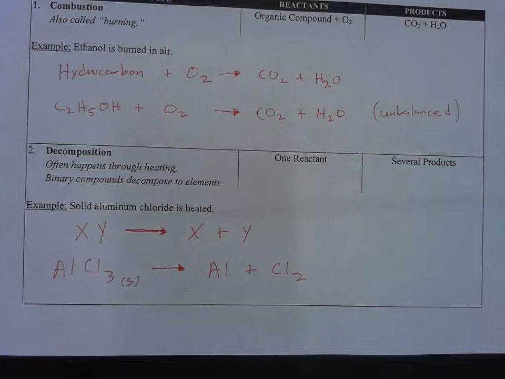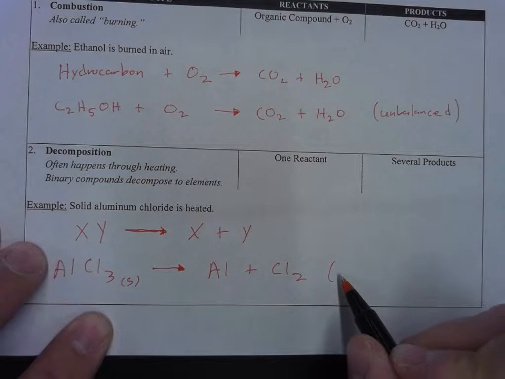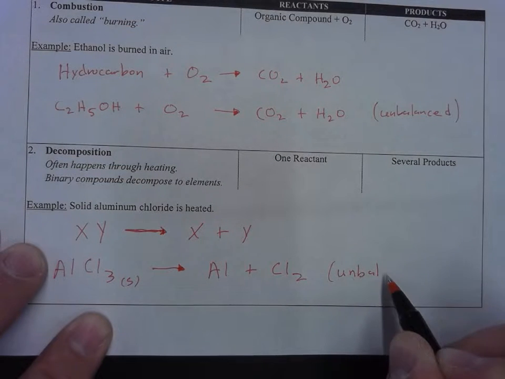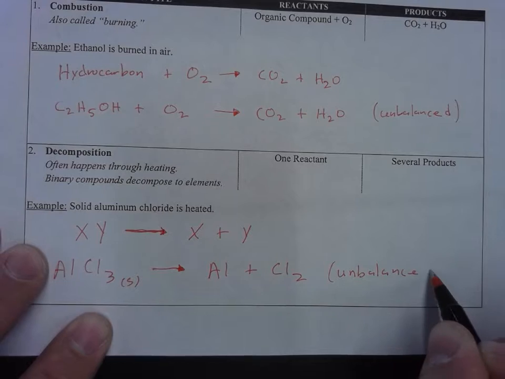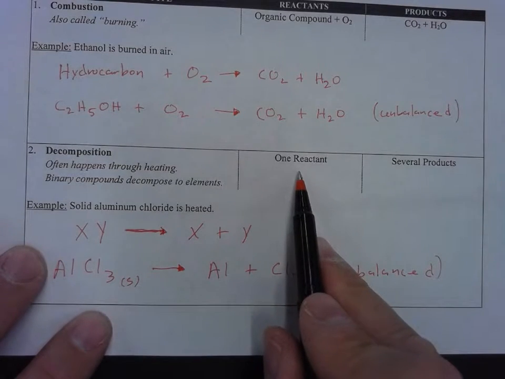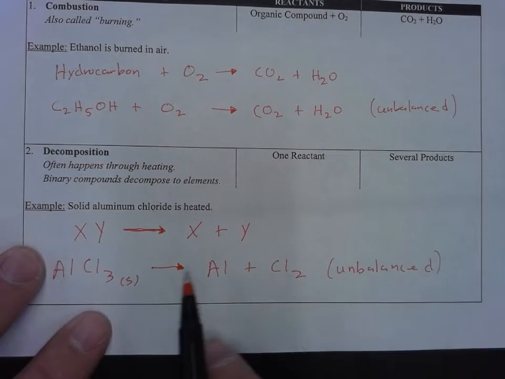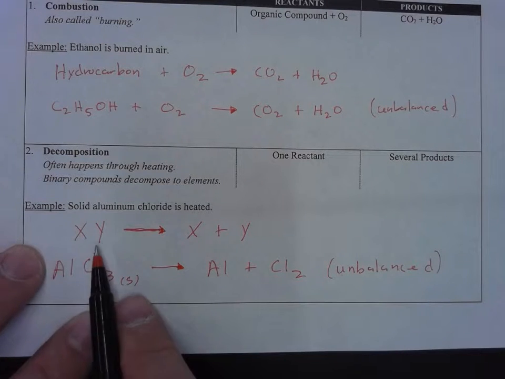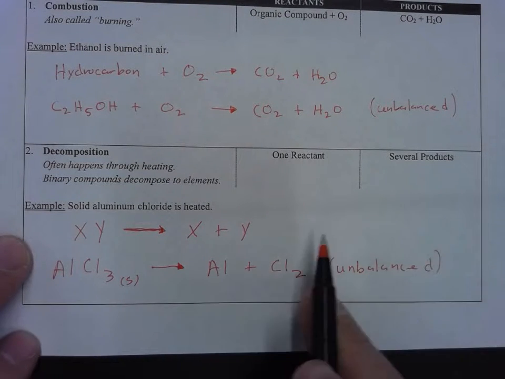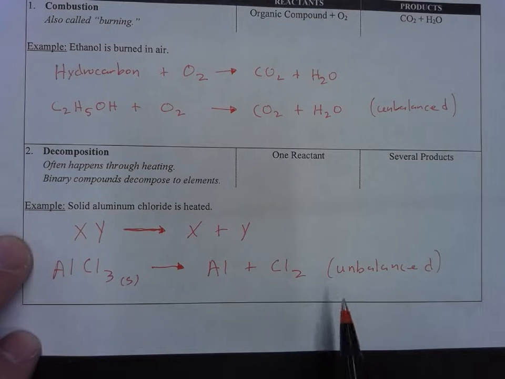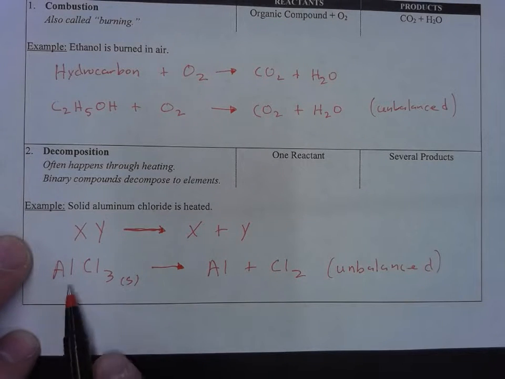It would be beneficial for you to go back and memorize what the 7 diatomic elements are. I'll put them at the end of the video, I guess. So aluminum and chlorine. Okay, this also is unbalanced. So we start again with one reactant, we end with several products. It could be more than 2, but the point is that this one reactant breaks up into a few different things. Okay, so this is an unbalanced equation. Aluminum chloride yields aluminum plus chlorine gas if it's heated.